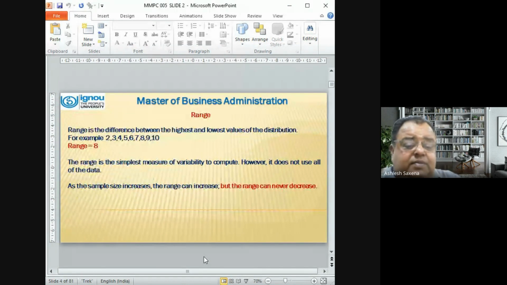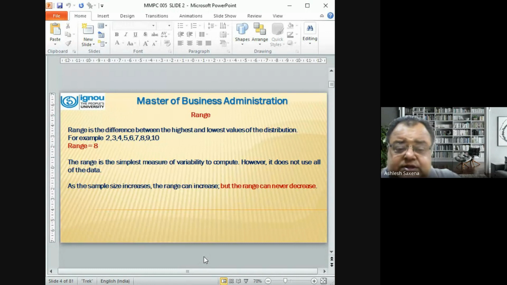Now, first of all, what is range? Range is the difference between the highest and the lowest value of the distribution. Suppose we have these numbers 2, 3, 4, 5, 6, 7, 8, 9, 10. The smallest number is 2 and the largest number is 10. The difference will be 10 minus 2, that is 8.